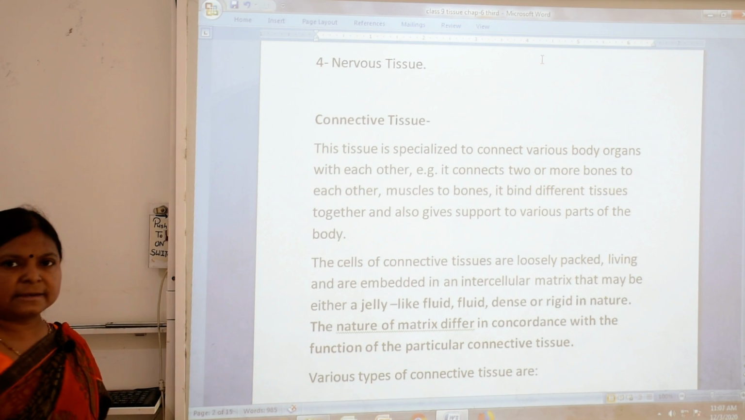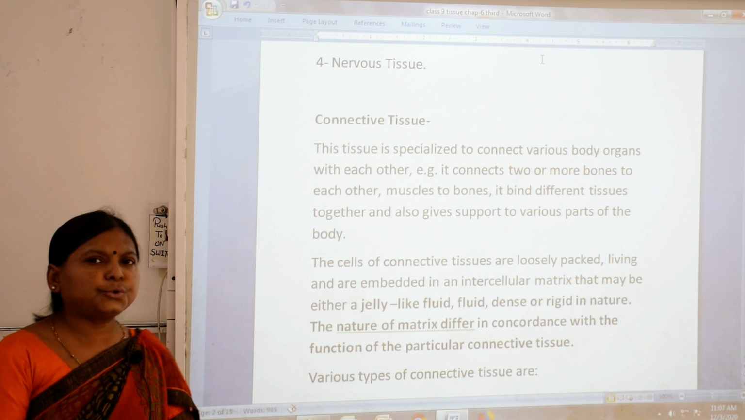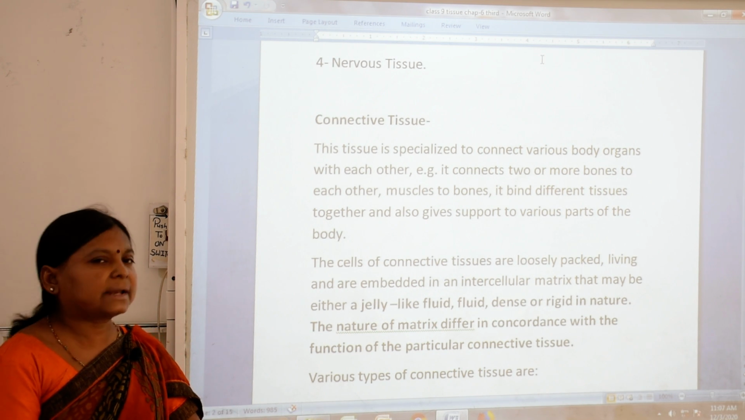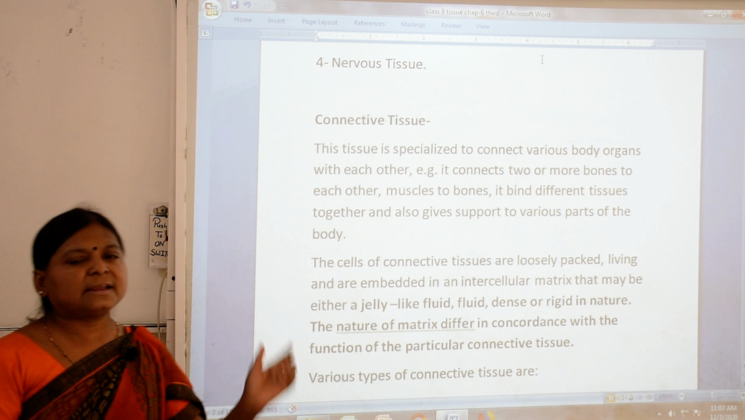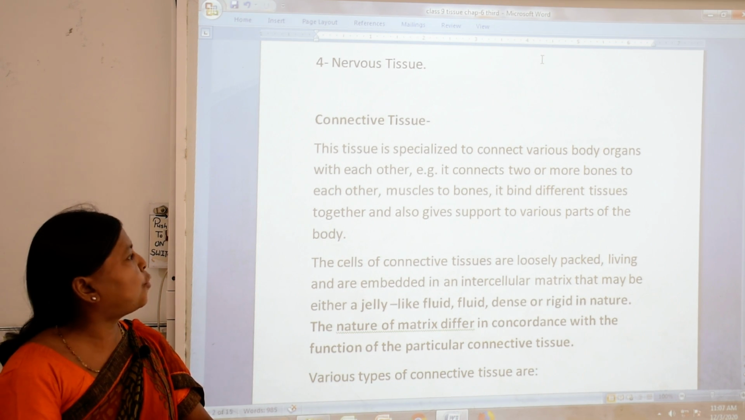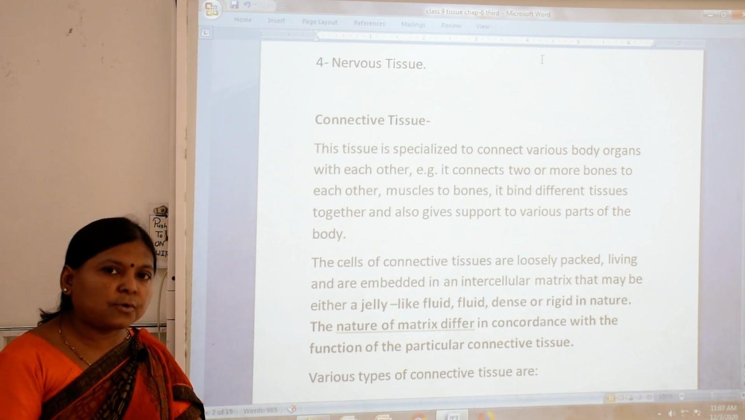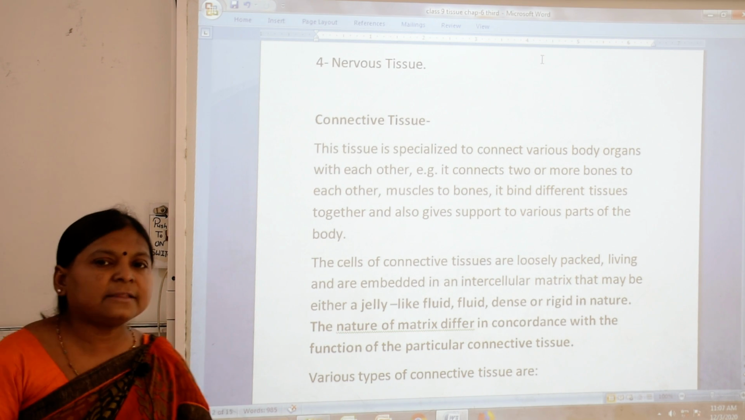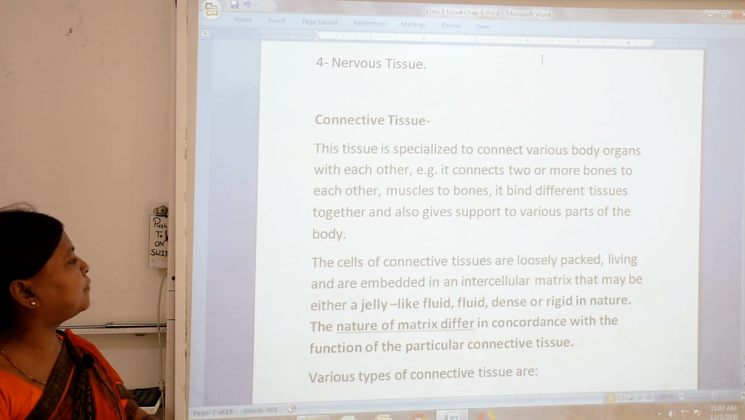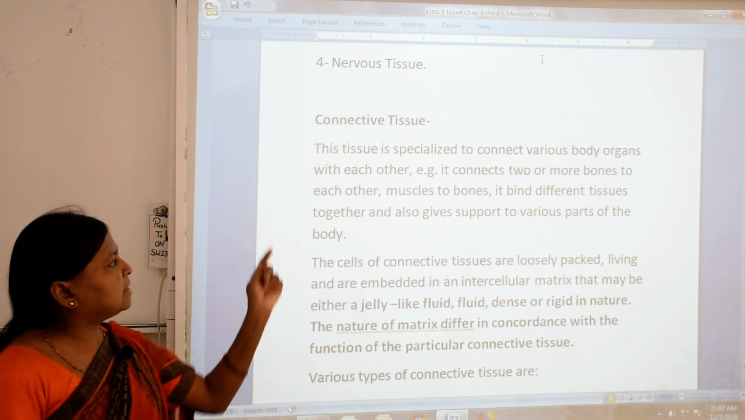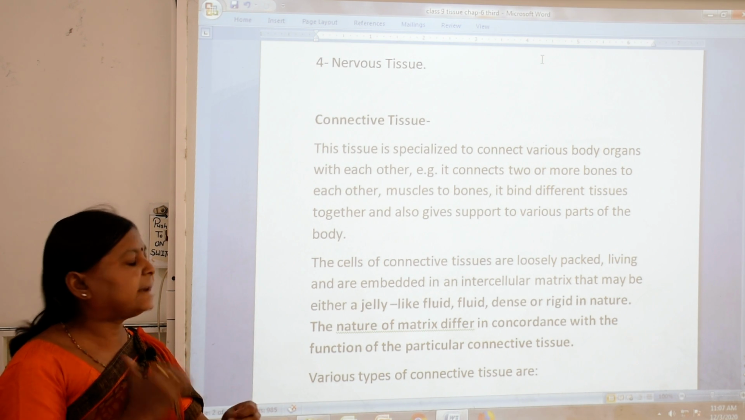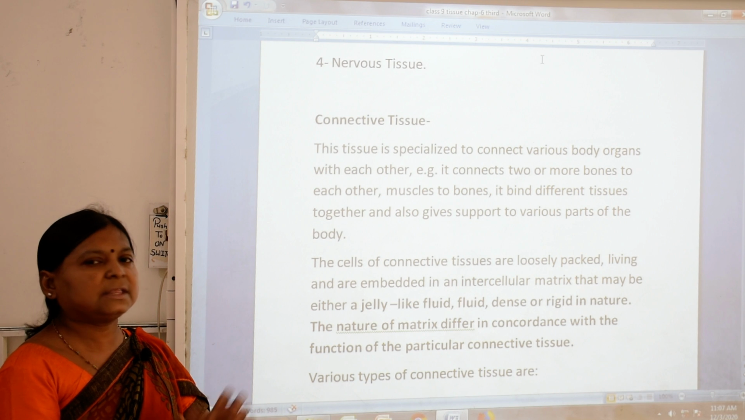First, what is a connective tissue? It means this tissue is specialized to connect various body organs with each other. That is why it is called connective tissue. For example, it connects two or more bones to each other, muscles to bones, or it binds different tissues together, and also it gives various supports to the body. So what is the main point regarding this connective tissue? It connects various body organs with each other.